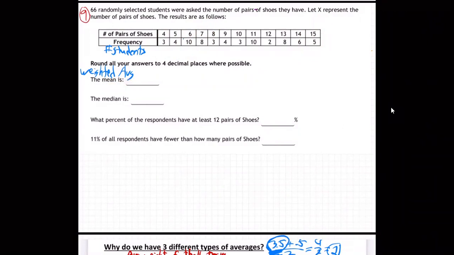Well, it turns out that the average number of shoes that the students own is a weighted average. Why? Because these numbers have different weights. For example, 10 students own 6 pairs of shoes. That's the most. Oh, and also 10 students own 11 pairs of shoes. So those numbers are going to have a higher weight because there's more students that own 6 pairs and 11 pairs of shoes than anything else. They're going to have a higher weight than, say, the 3 students who own 4 pairs of shoes. That's going to have a lower weight. It's a weighted average because the numbers have different frequencies.